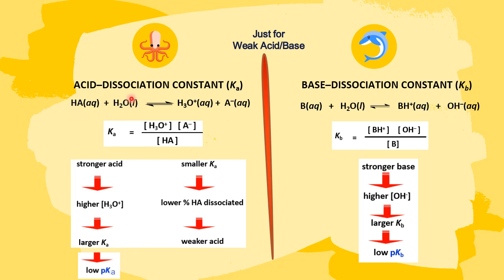Water, a liquid, is ignored. You have to know, the stronger the acid, the higher the concentration of the H3O plus ion, hydronium ion or hydrogen ion, the larger the Ka value, and the lower the pKa, because Ka and pKa are inversely proportional. Same for base dissociation constant Kb. Write down the Kb: the concentration of product BH plus times the concentration of hydroxide ion over the concentration of B, the base. The stronger the base, the higher the hydroxide ion, the larger the Kb value, and the lower the pKb value.